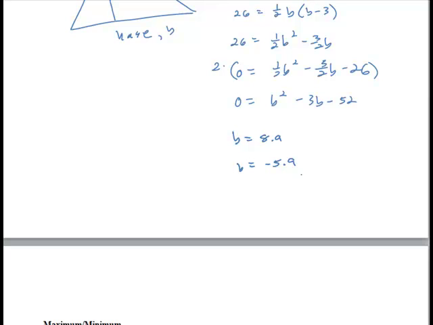So two possible answers for the base, which is obviously the side of a triangle, which cannot be negative, so we have to get rid of the negative 5.9, which leaves us the base 8.9 centimeters, and if the height is 3 centimeters less, it becomes 5.9 centimeters.